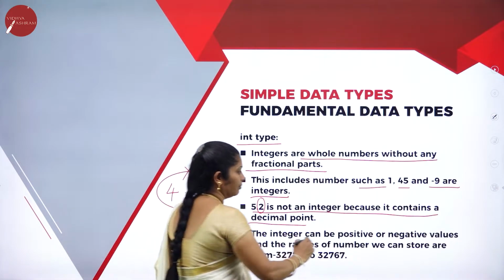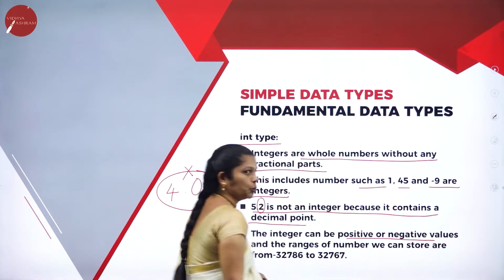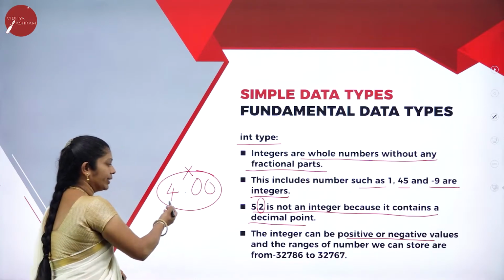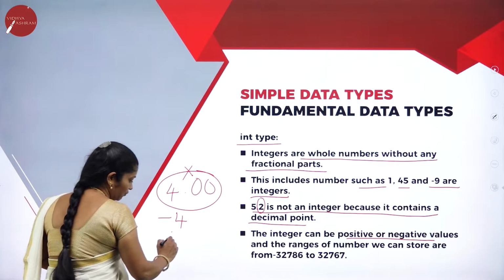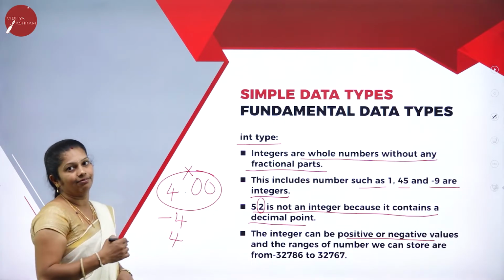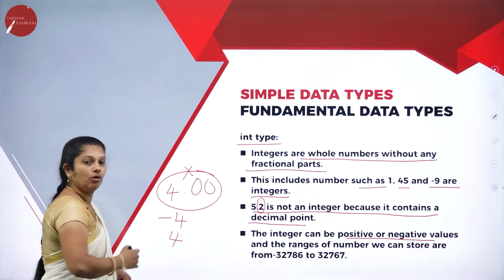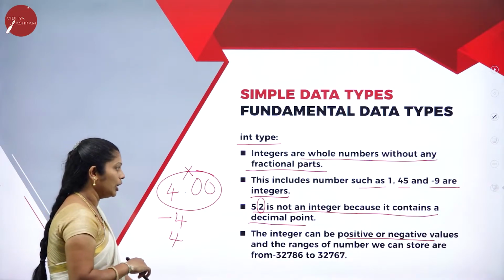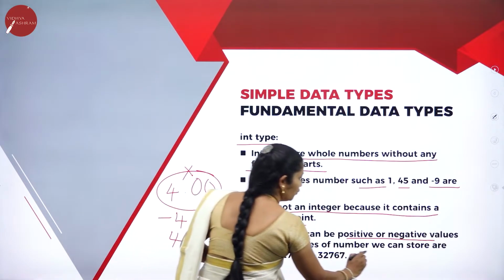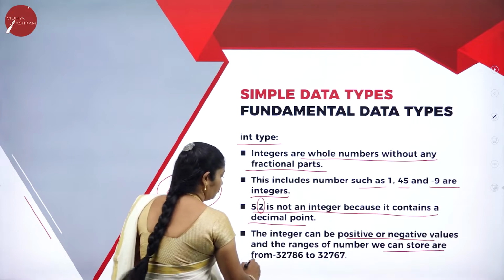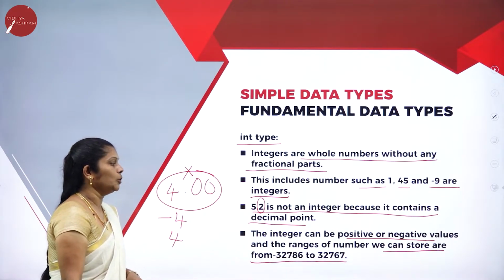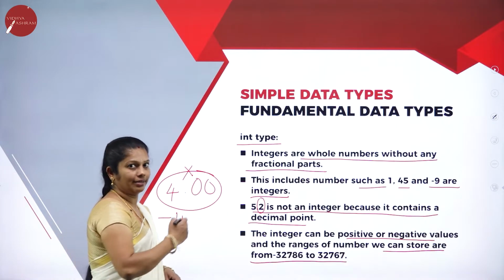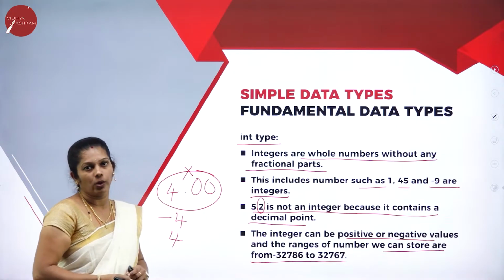An integer can be a positive or negative value. If I want, I can take a positive value. For example, minus 4 or plus 4. All are integer values, where it may be a positive value or it may be a negative value. And the range of numbers we can store is from minus 32768 to plus 32767. Till that range we are able to store these integer values.